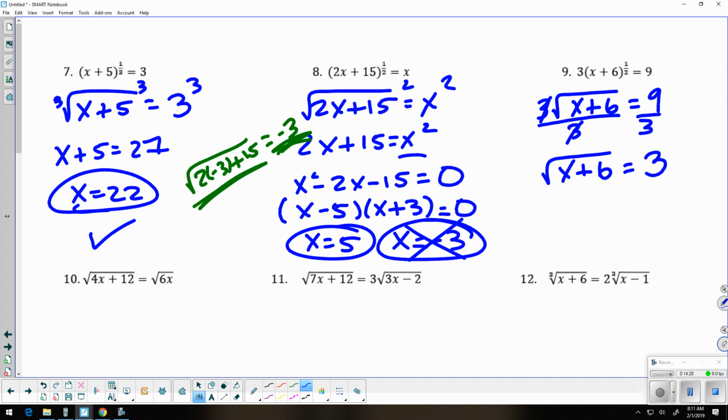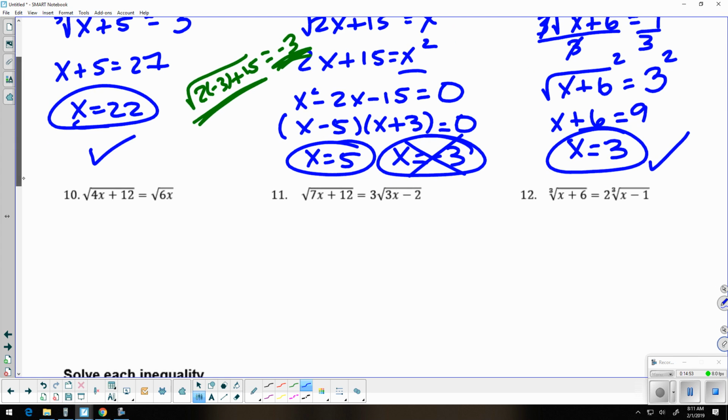And now, once the radical is isolated, just get rid of it. So square root again, so I'm just going to square both sides. So x plus 6 equals 9. Subtracting 6, x equals 3. Check it, make sure it actually works, and I'm going to let you guys know right now, it does work. x equals 3. Okay. Now, basically, in these next examples, if you look at them, we have a radical on both sides of the equation.